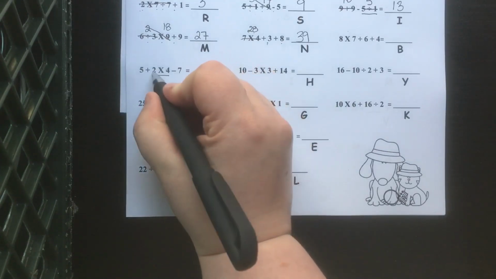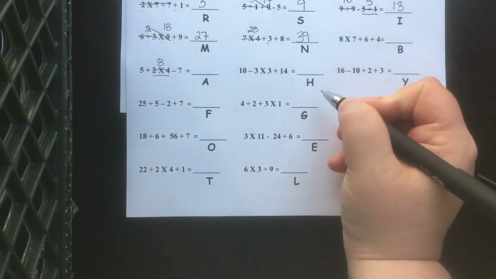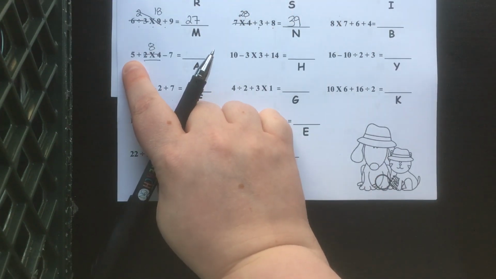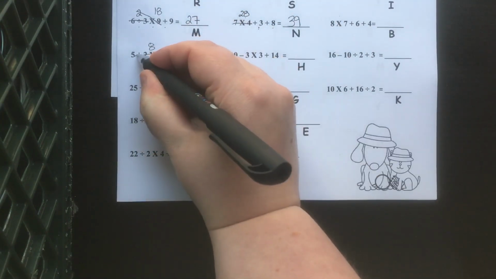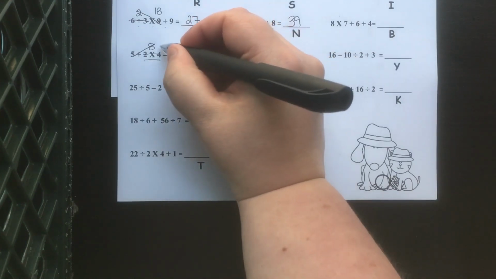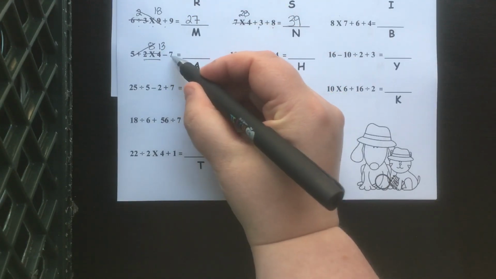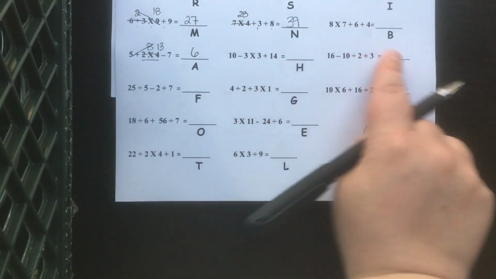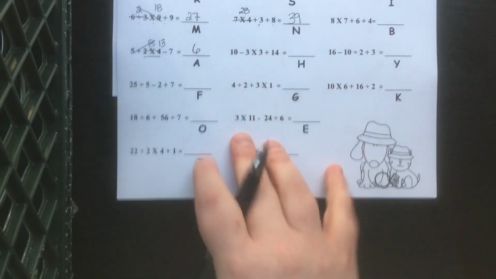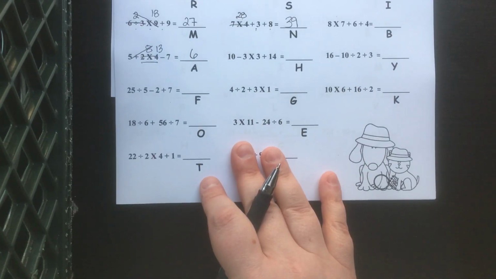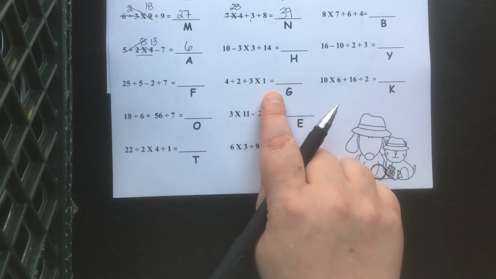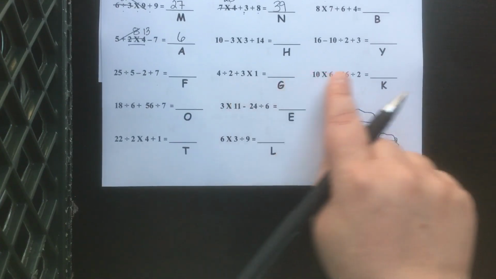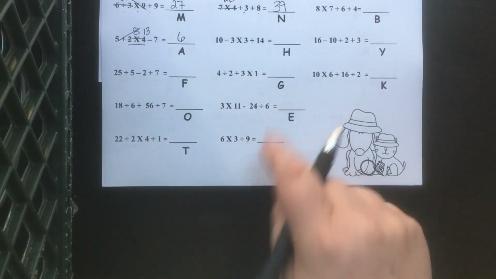So 2 times 4 is 8. Now we add or subtract from left to right. So we start on the left. 5 plus 8 is, I hope you said 13. And then 13 minus 7 is 6. Okay, you have the same problem on these 2 where you're going to do the middle part first. Okay? Let's do G. G looks tricky. And then you're going to do the same type problem on K and O and E.